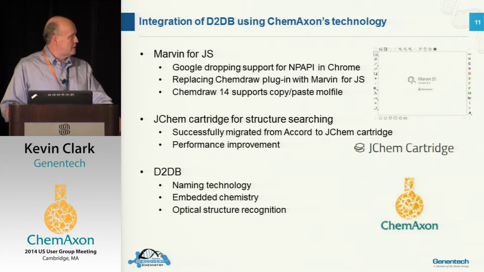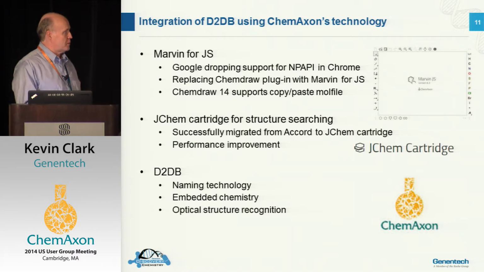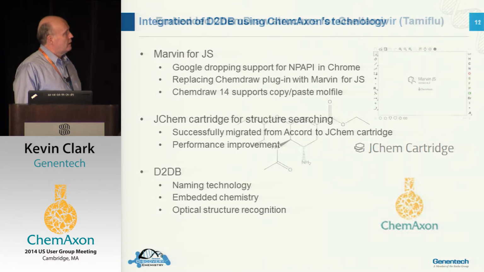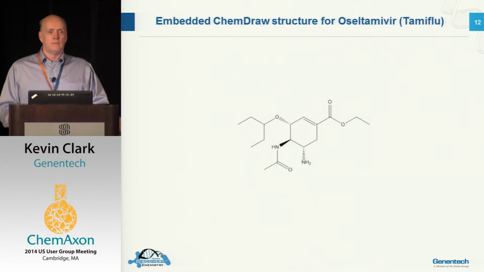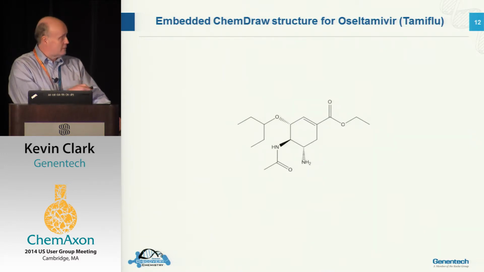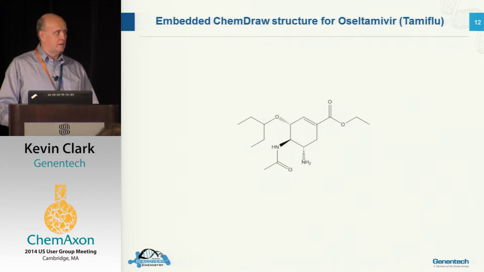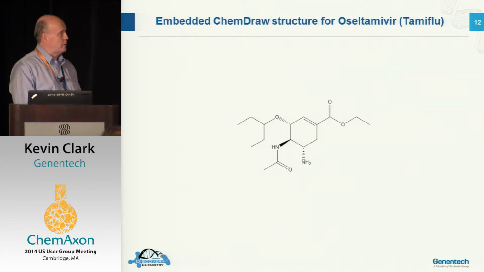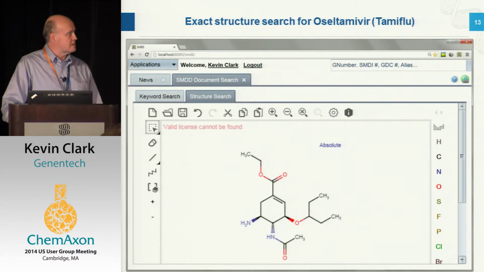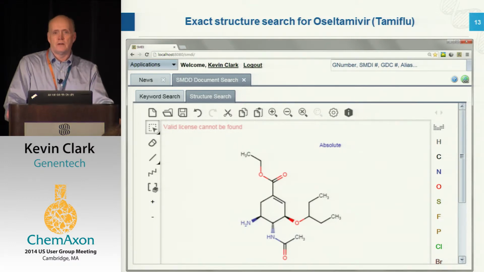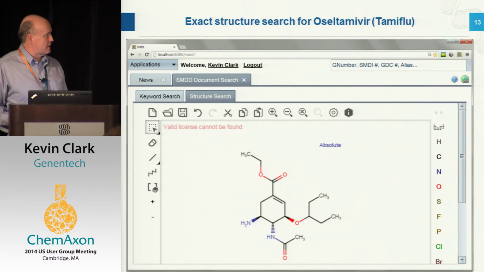I've already mentioned Document to Database and how it has indexed all of our documents to provide the structures. In order to test this application, I entered Tamiflu, a Roche product, with a drug name, common name, as well as embedded ChemDraw. As the indexing process goes through, it'll pick up all of these different items and add the structure to the database. Then I can go to Marvin for JS and type in the structure. I'm using the cartridge, so I could have done substructure and similarity search with all of the different features, but for simplicity, I just did an exact structure search.